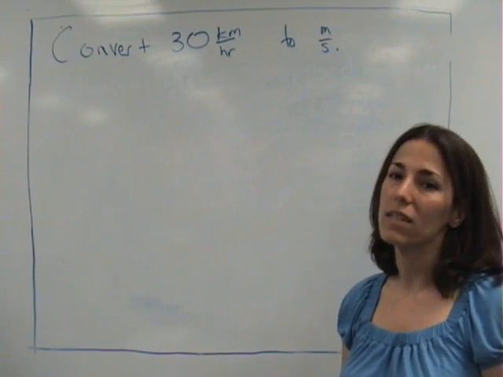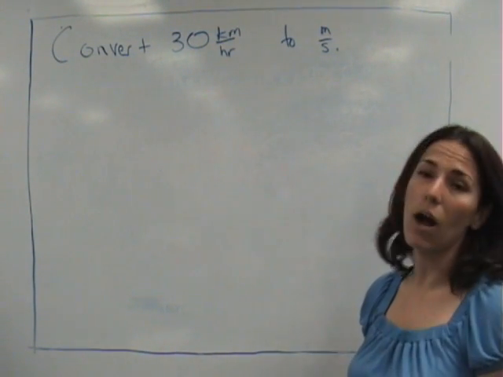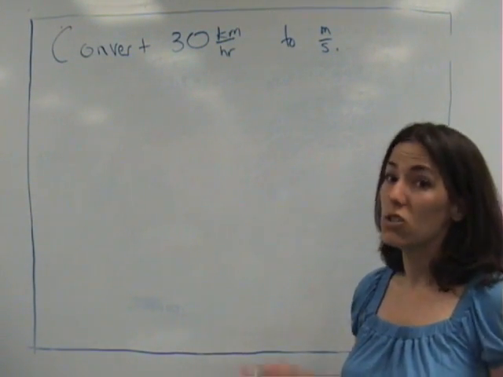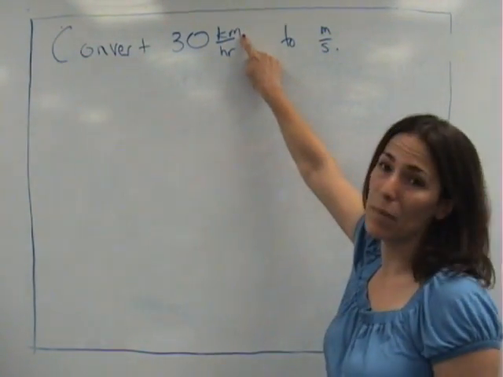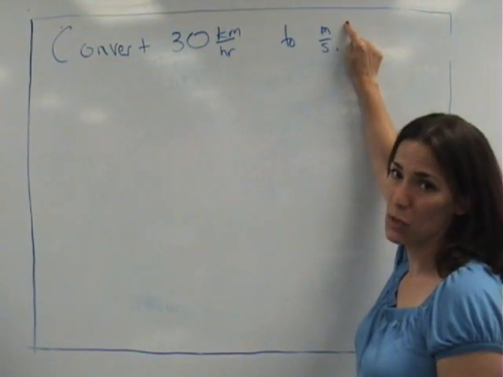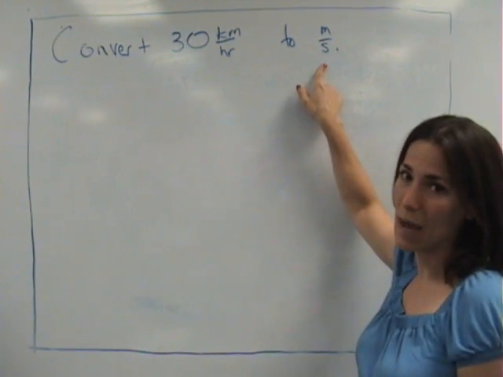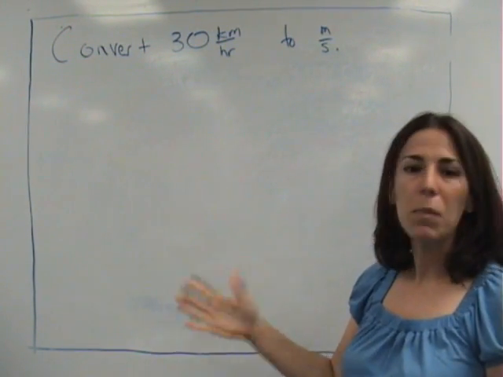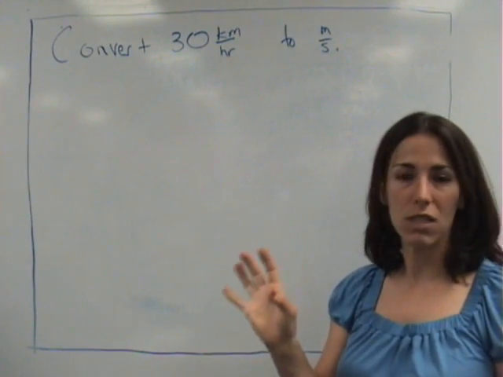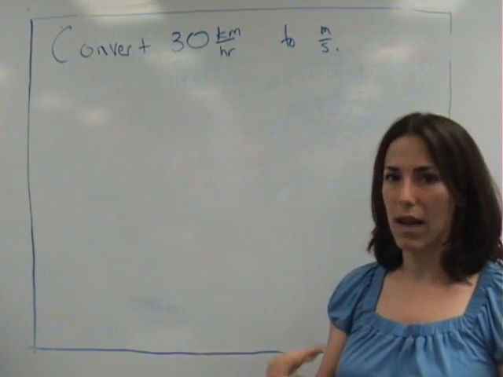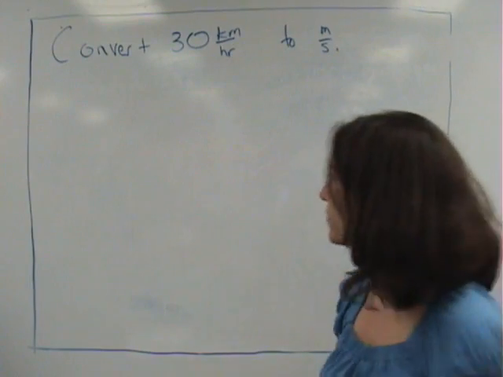In this problem, we're asked to convert 30 kilometers per hour to meters per second. So you can see where the trouble is. I'm starting with kilometers. I need to end with meters in the numerator. I'm starting with hours. I need to end up with seconds in the denominator. It's a double conversion. I'm going to use the same techniques as though it's just converting one thing, but I'm going to have to do it twice basically.